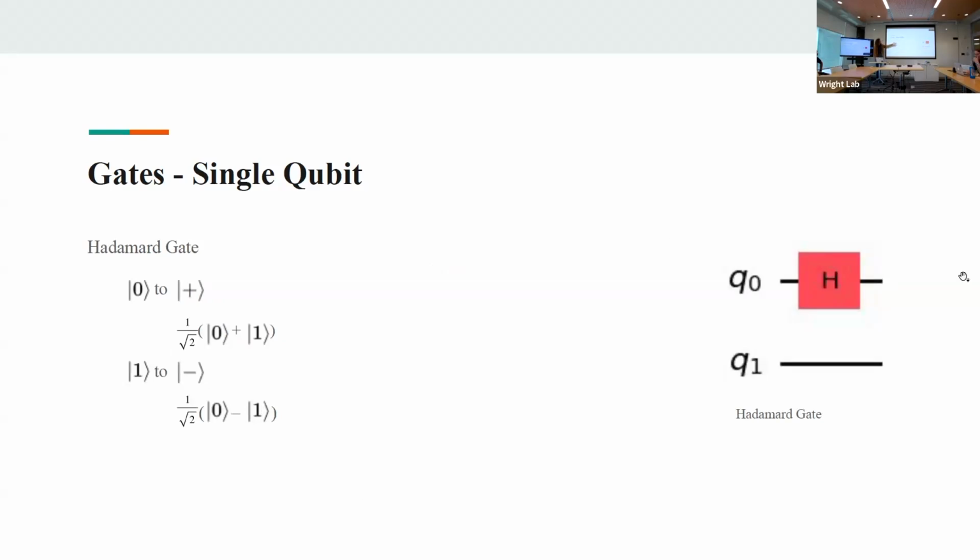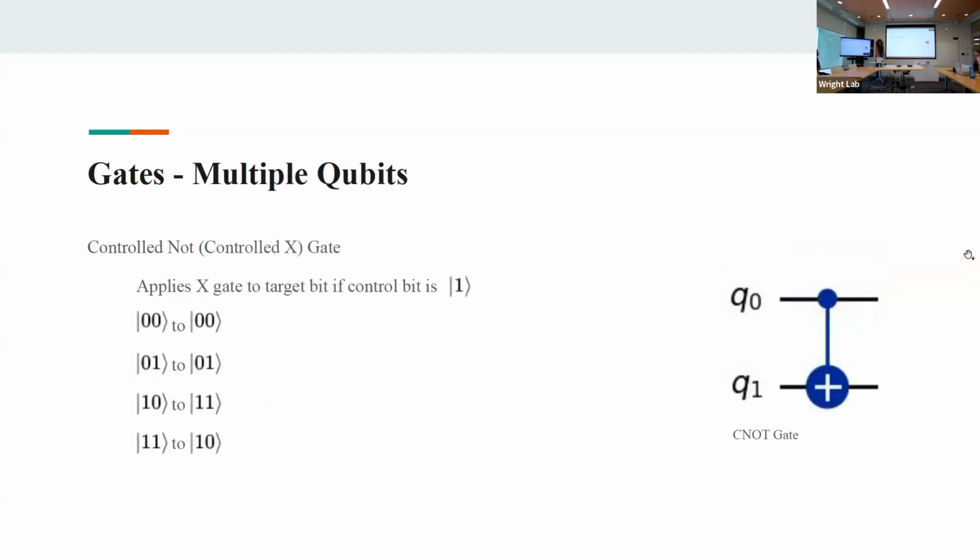The Hadamard gate pictured over here, these are all coded with Qiskit. It'll take the 0 state to the plus state and the 1 state to the minus state, where the plus state is shown here, the minus state is shown here. And this gate is really important for things like entanglement because it allows you to take a qubit that is in just 1 state to a superposition of the states.